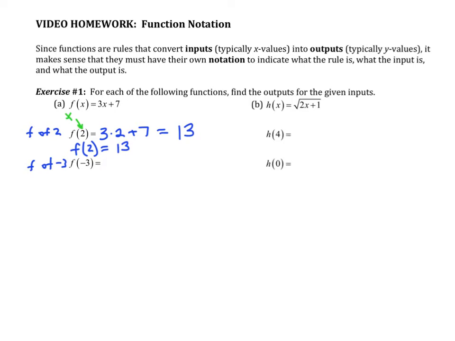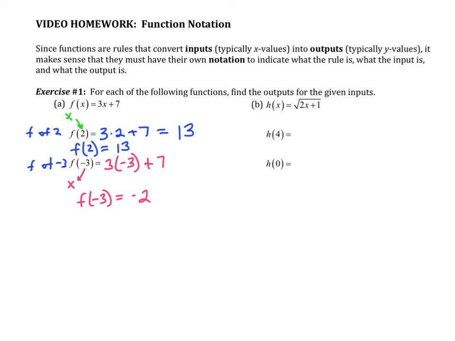F of negative 3. Now negative 3 is my x value. That's my input. So I take the rule, 3x plus 7, and I replace the x with a negative 3. So 3 times negative 3 plus 7. So f of negative 3 is equal to, see that's negative 9 plus 7 would be negative 2. So again, looking at this, negative 3 was the input, negative 2 is the output.